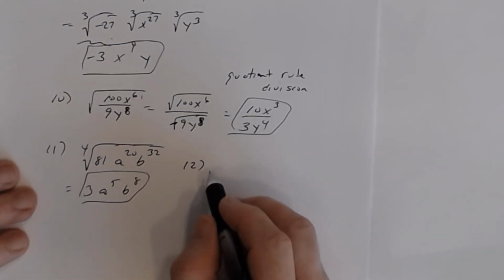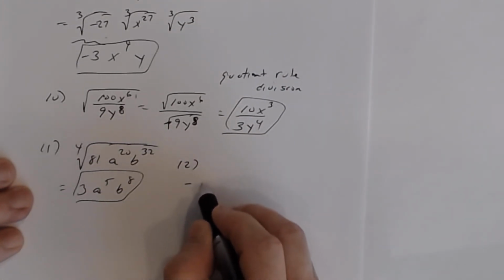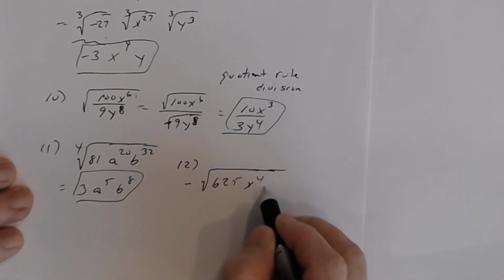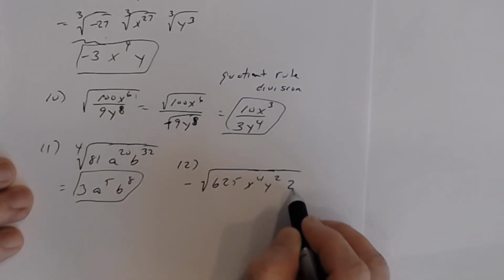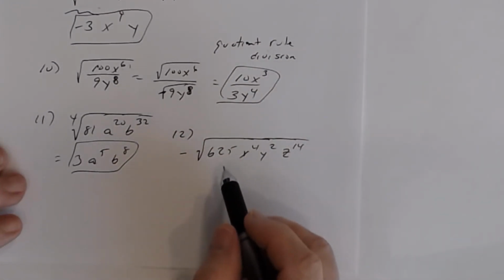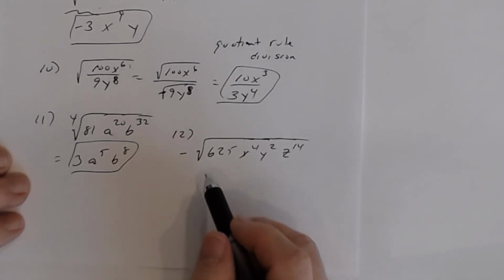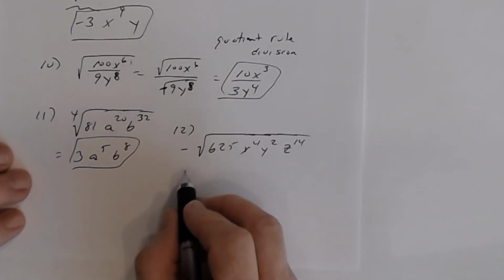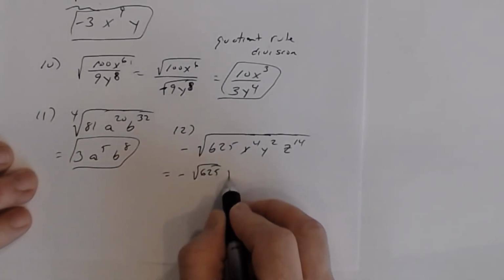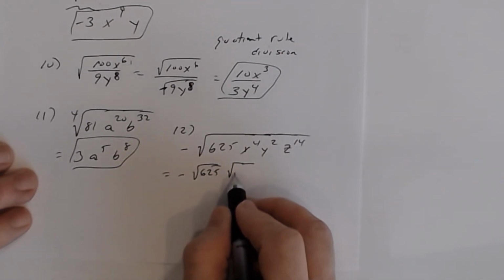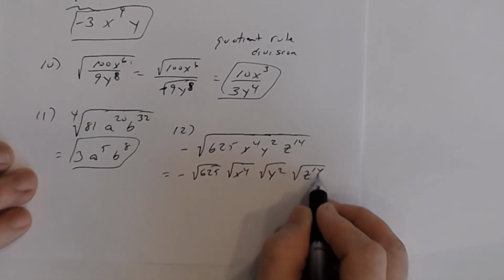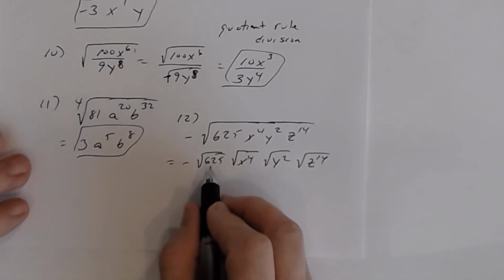Finally, number 12. Let's do one more, and then we'll stop. We have negative square root of 625x to the 4th y to the 2nd z to the 14th. Again, you can go from here straight to the answer, and that's what most students will do. But I'm going to break it apart. I'm going to say negative square root of 625, times, using the product rule, the square root of x to the 4th, times the square root of y squared, times the square root of z to the 14th.